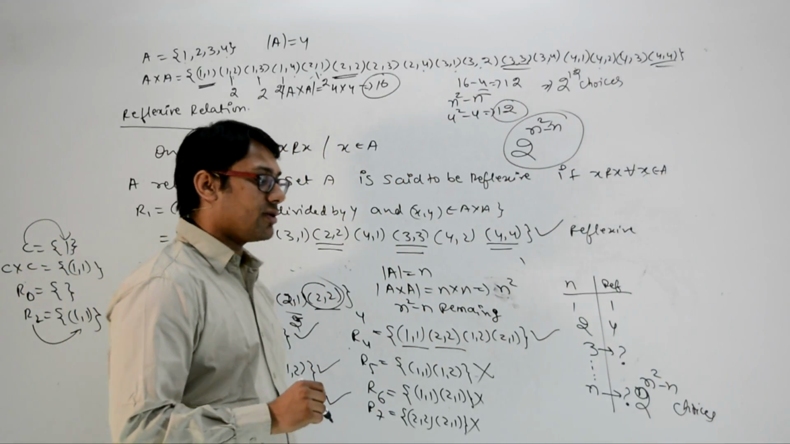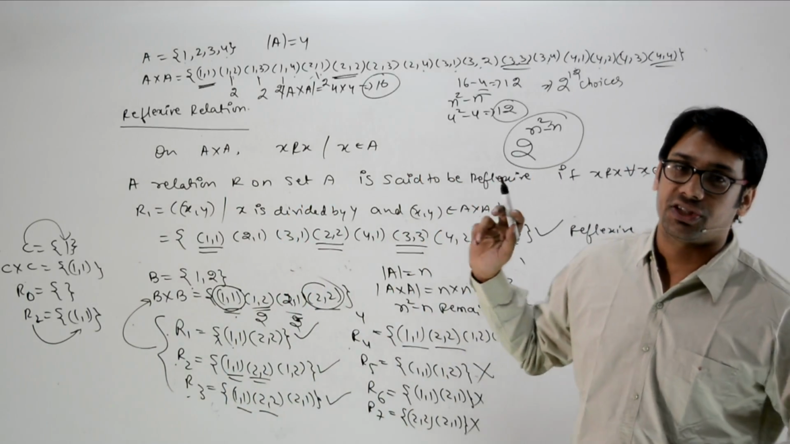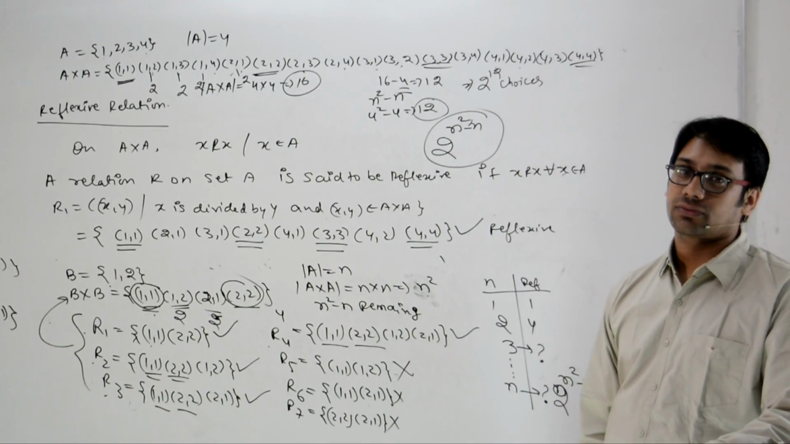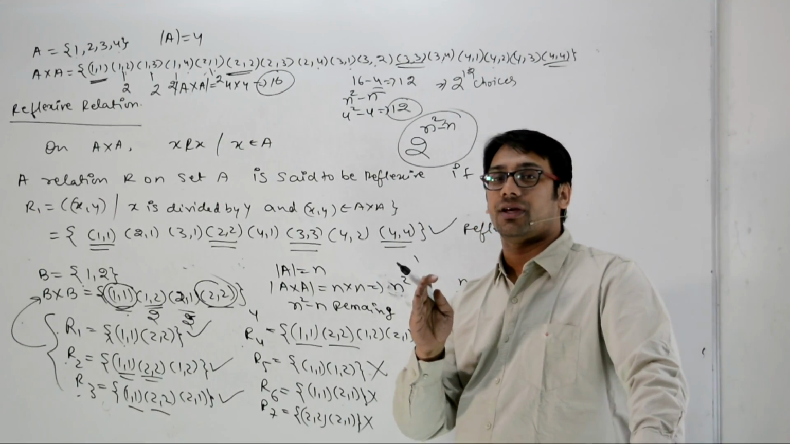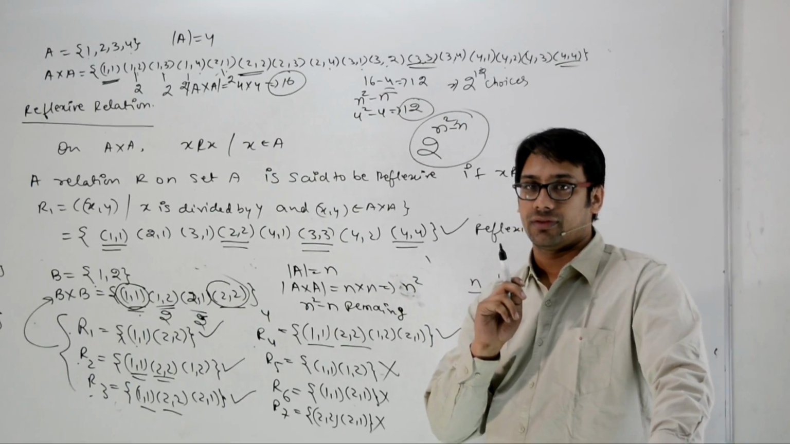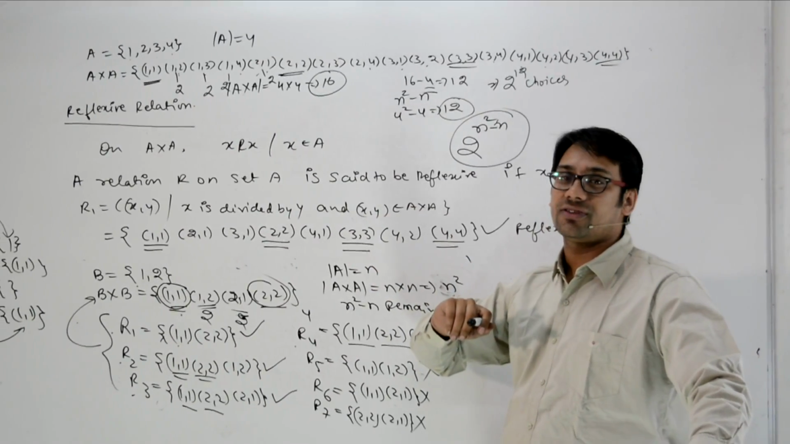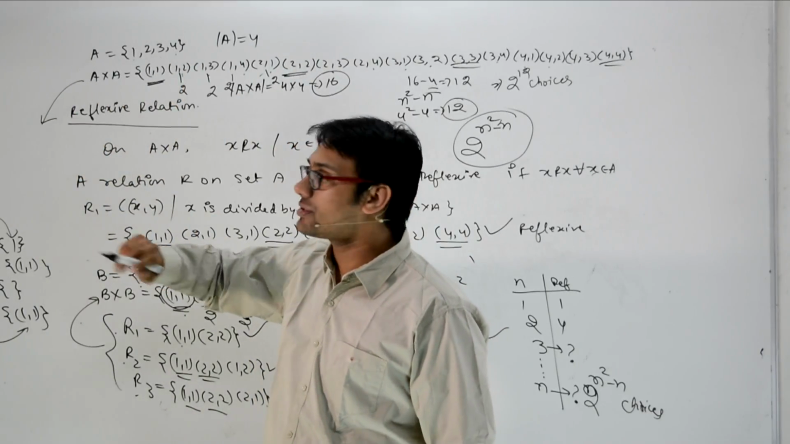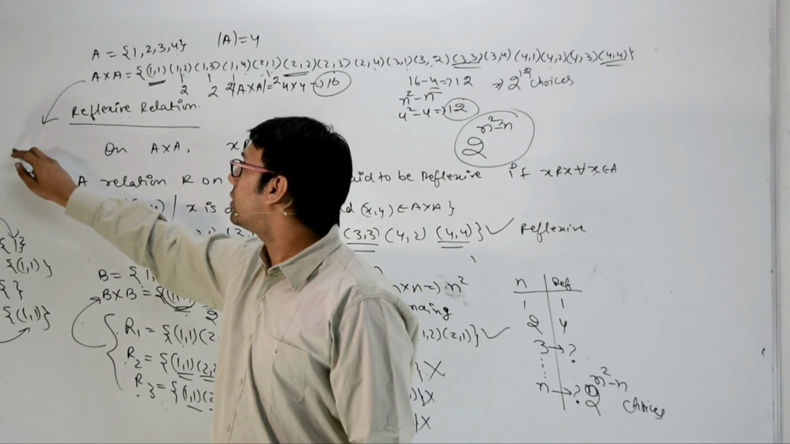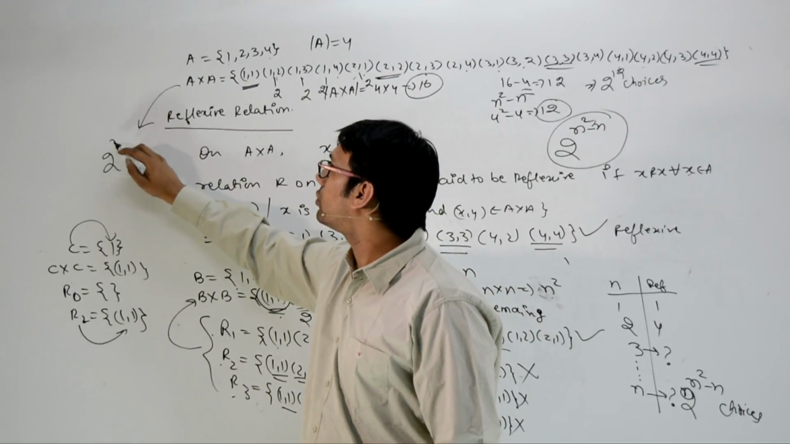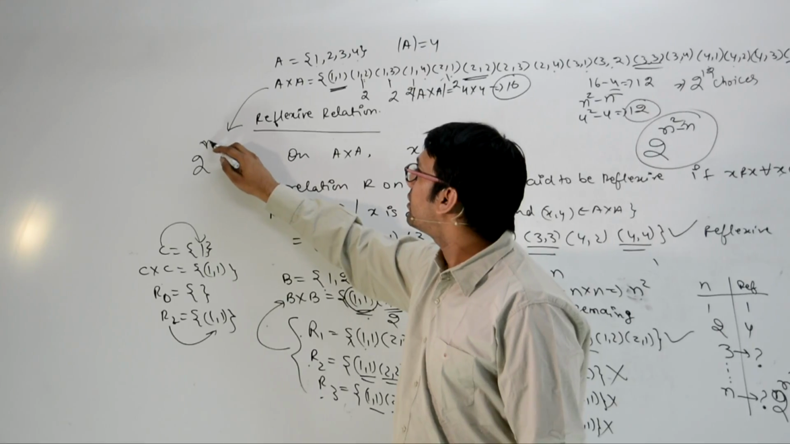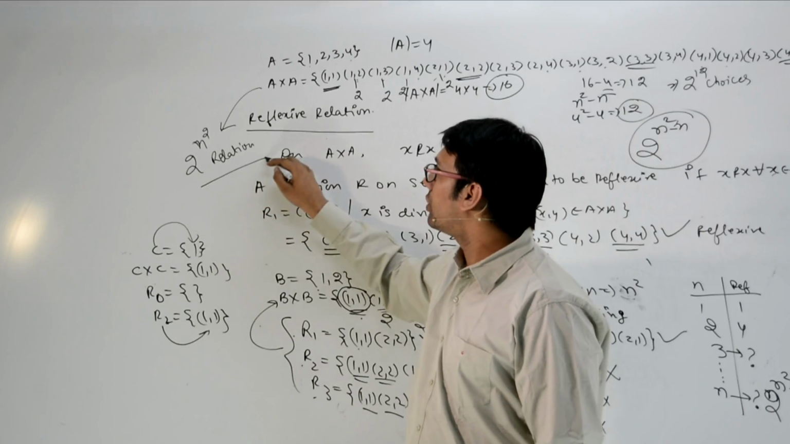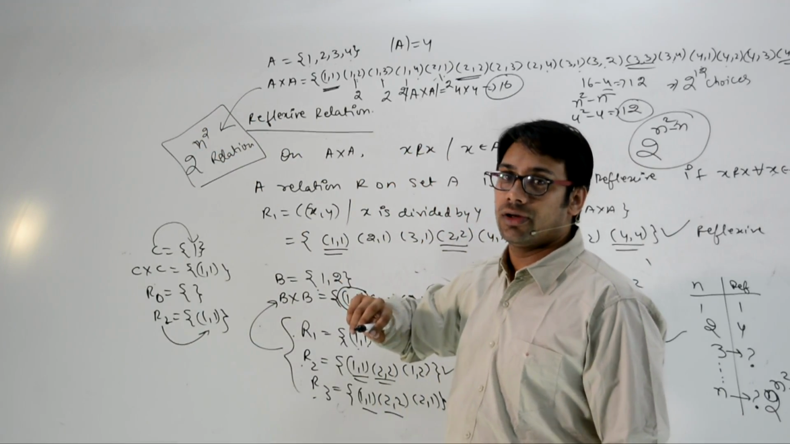Now my next question is, if these are the number of reflexive relations which are possible, then how many relations can be there which are not reflexive? How many relations can be there which are not reflexive, right? So in total how many relations can be there over this set? If a set A is containing n elements, then 2 raised to power n square relations are possible over a set A. There are 2 raised to power n square relations possible in total.